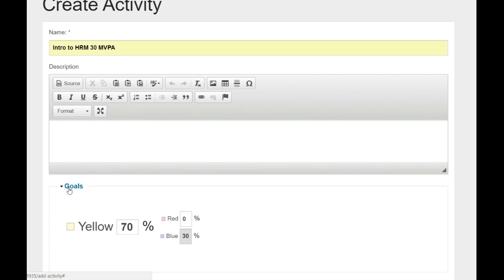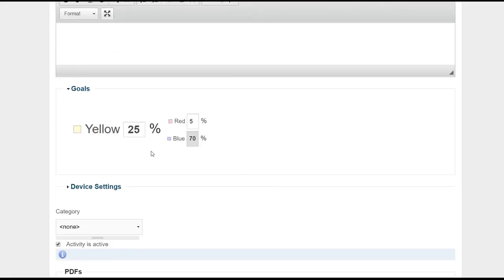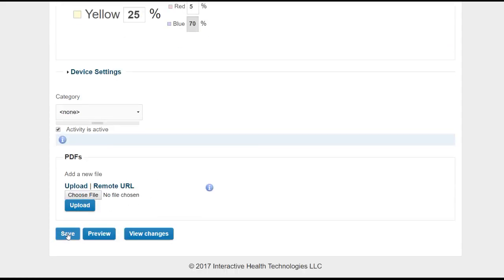So then slide down to where it says Goals. Yellow is moderate movement. So moderate right now I could put at 25%. I could go to red, highlight it, and put it at 5%. So now my MVPA is 25 plus the 5%, which would be the 30% of MVPA. After you feel good about the percent of time that the kids are going to be moving at a moderate and vigorous level, slide down and click on Save.